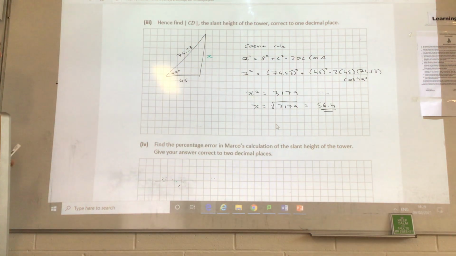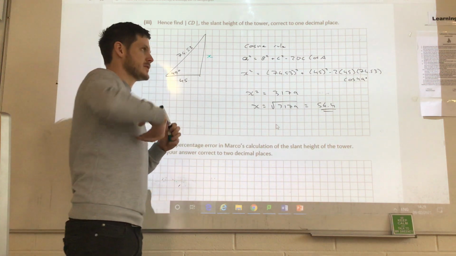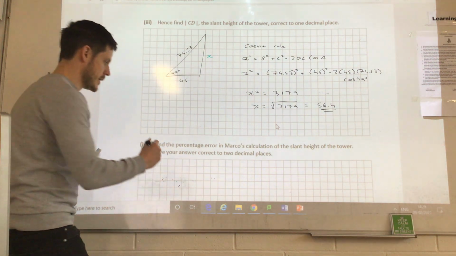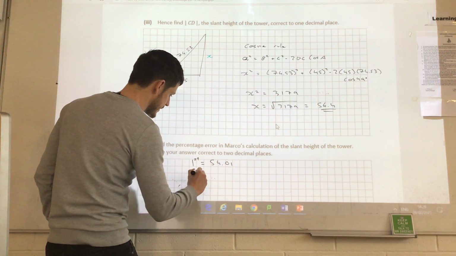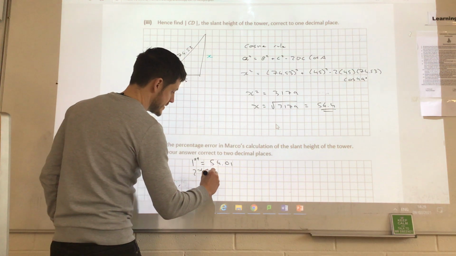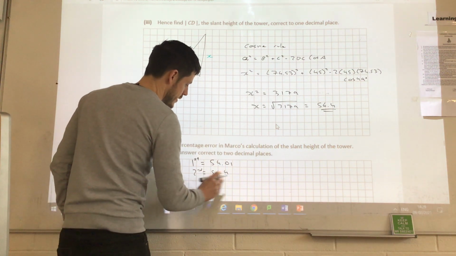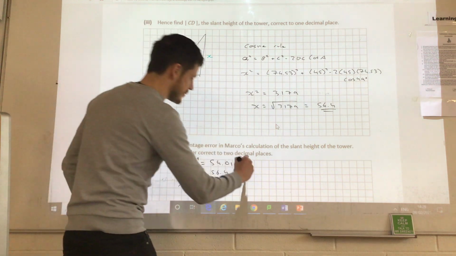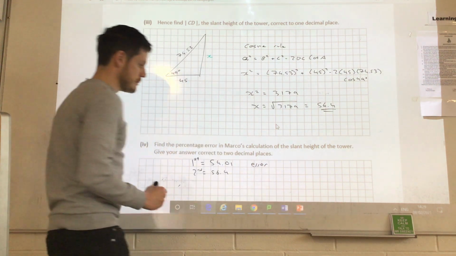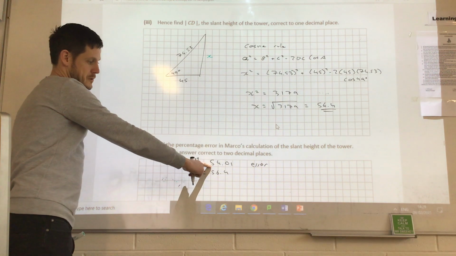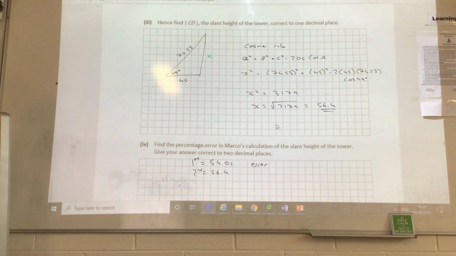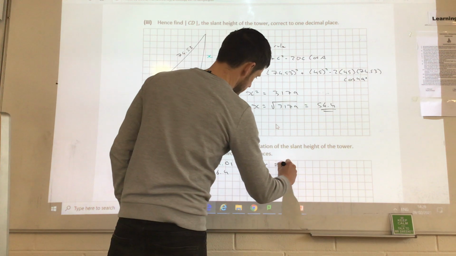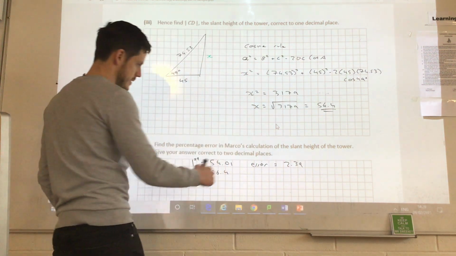It says find the percentage error in Marcus's calculation of the slant height of the tower. So this goes back to part 1. We worked out a height. Our first value for the height was 54.01. Our second, accurate value was 56.4. So we're just going to take them away from each other to find the error. That was my original calculation, which was inaccurate, and that's my actual calculation there. So when I do 56.4 minus 54.01, the inaccuracy is 2.39.